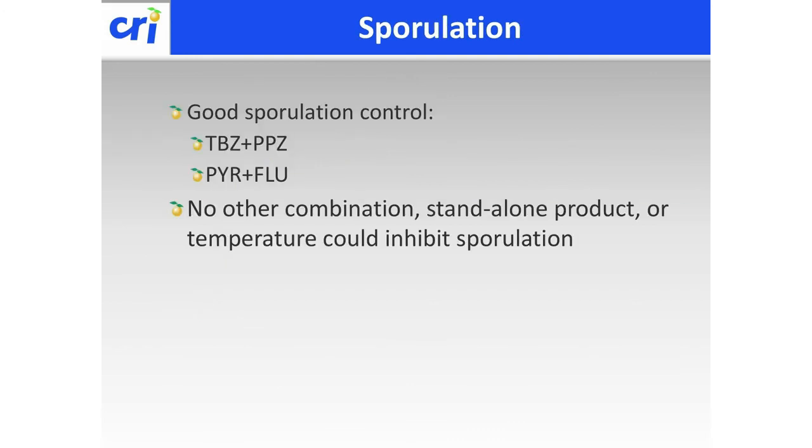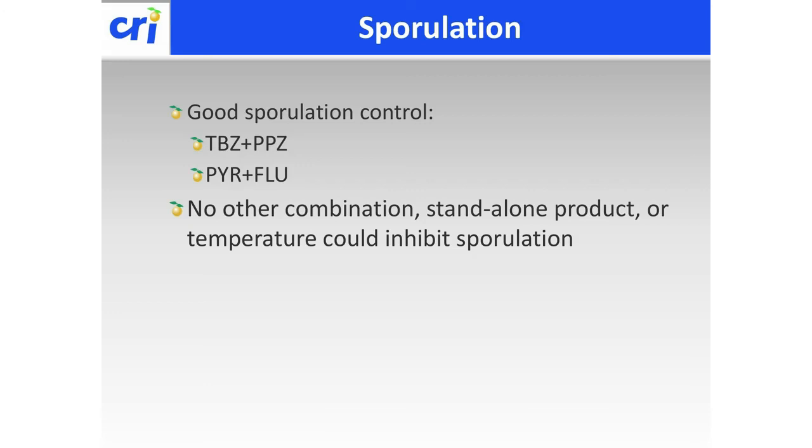Okay, for sporulation results, only TBZ and propiconazole in combination and pyrimethanil and fludioxonil in combination showed very, very good sporulation control. No other combinations, standalone products or temperatures could inhibit sporulation.